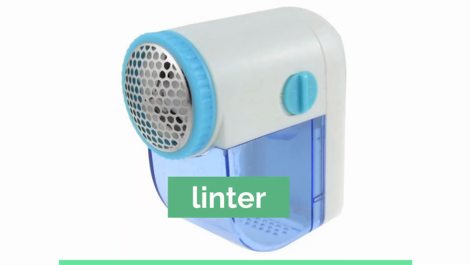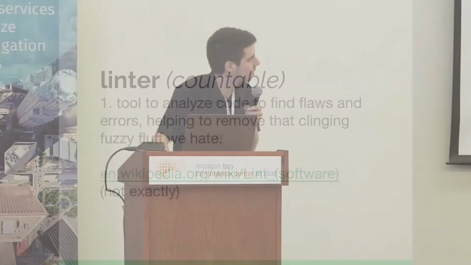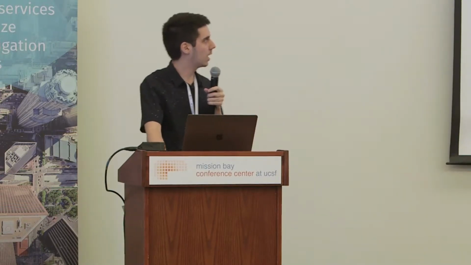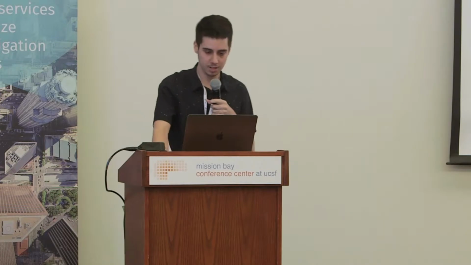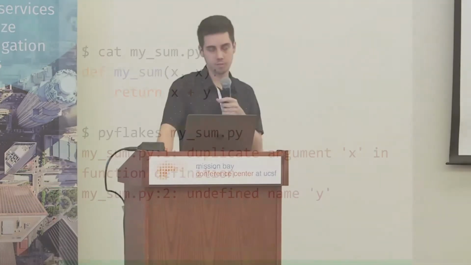And a linter is this. I really recommend this thing here. I have one of these, and it really removes the lint. And this is also valid for software. A linter is a tool to analyze code and find flaws and errors, helping to remove that clinging, fuzzy fluff we hate. For me, it's very difficult to pronounce, but it should be like a clinging, fuzzy fluff. It looks like a good indie band name or something. So if someone is looking for an indie band name. So these are linters, tools to analyze code and find flaws and errors.